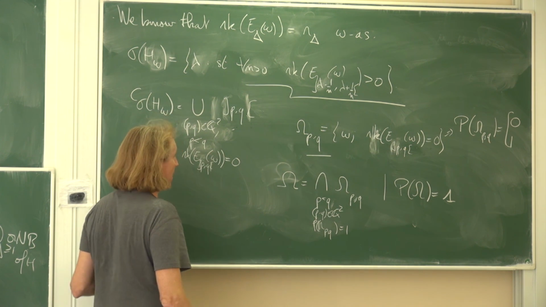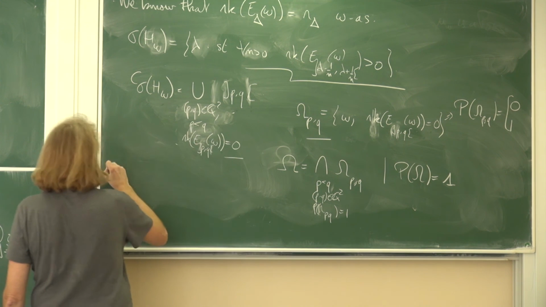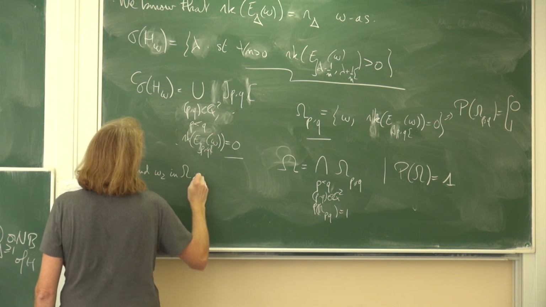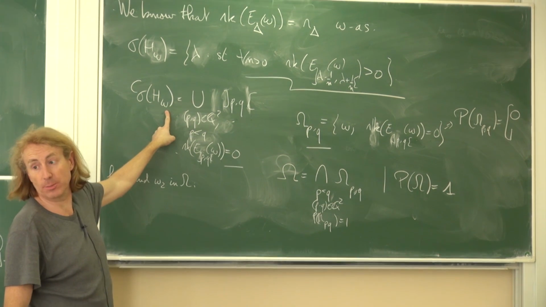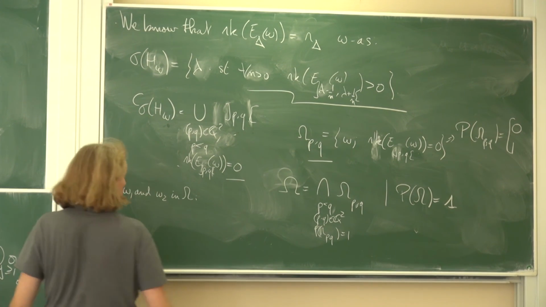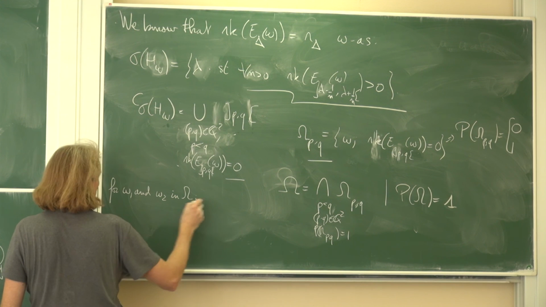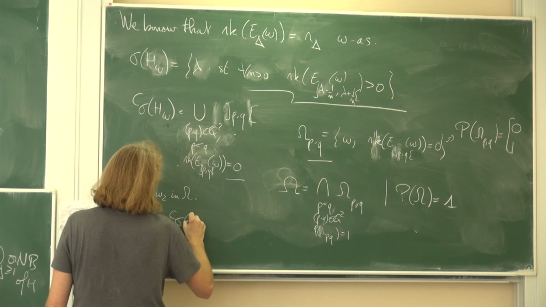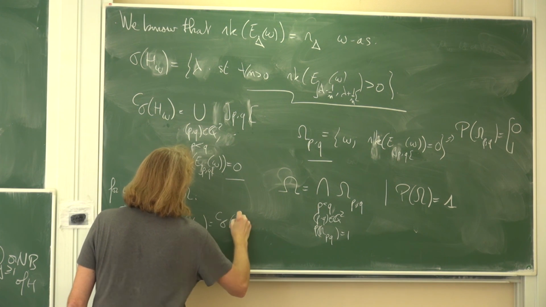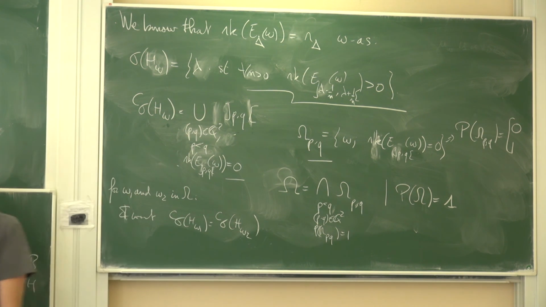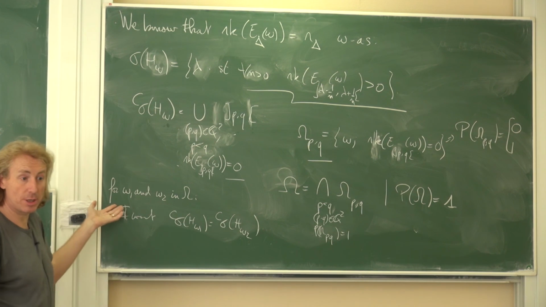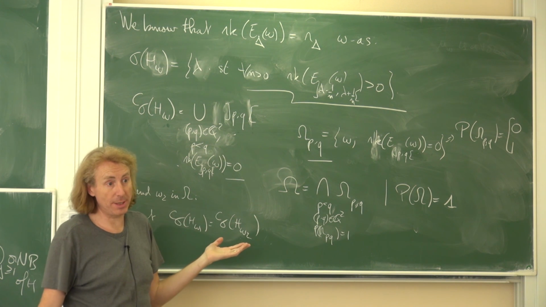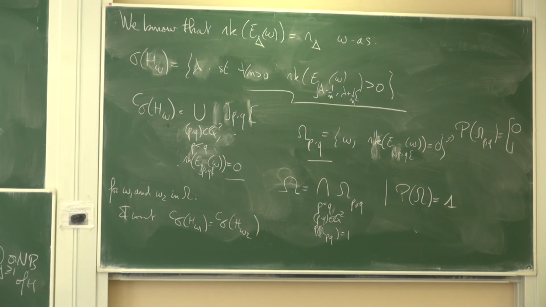And what I want to show is that for omega 1 and omega 2 in omega, the complementaries of the spectrum are the same. If I prove this, I'm finished. I have shown that on this set of full measure the complementaries of the spectrum are the same, so the spectra are the same.